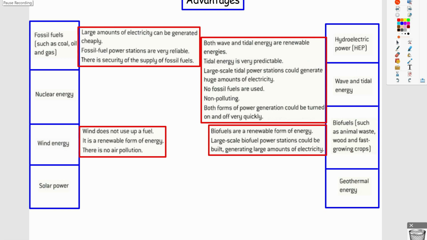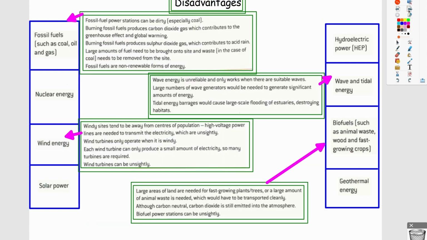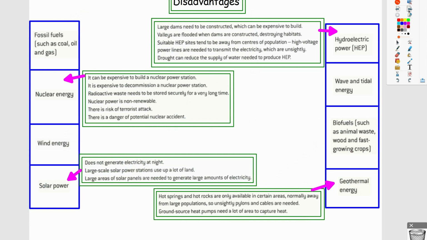Okay, here are the advantages for fossil, wind, hydroelectric, biofuels. Pause as needed. Advantages here for nuclear, solar, hydroelectric and geothermal. Disadvantages. Pause again as needed. And the fourth and final slide to help you.